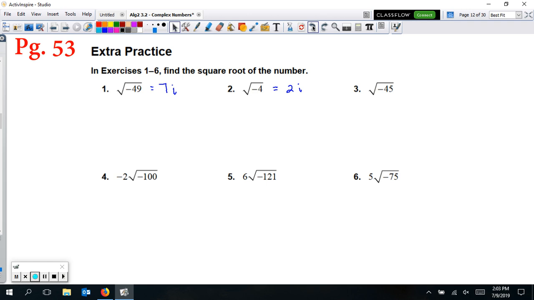Number 3, however, now this one has a negative, so it's going to have an i coming out, but 45. We want to break that apart and see, okay, is there any perfect squares in 45? So we got to think of it as really 3 things.